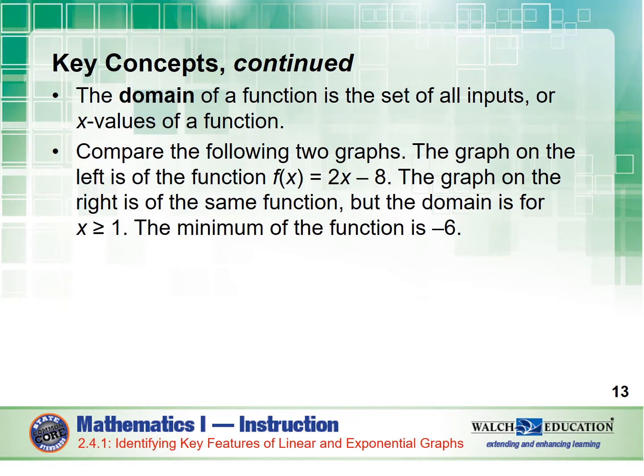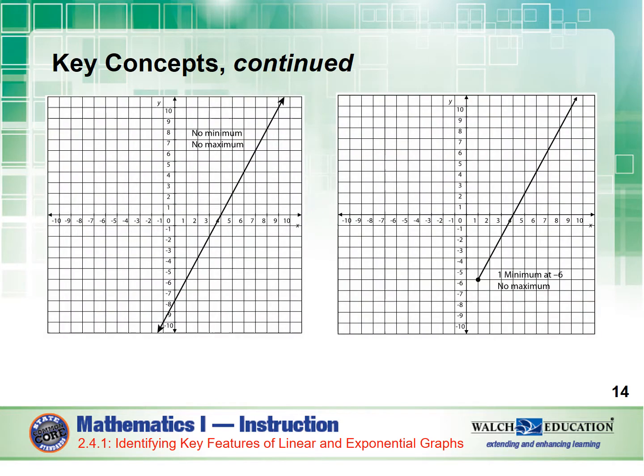The graph on the right is of the same function, but the domain is for x greater than or equal to 1. The minimum of the function is negative c, something more like this. We would not expect to see this for a real-life situation that had anything to do with the cost of something, because there's not a negative cost.